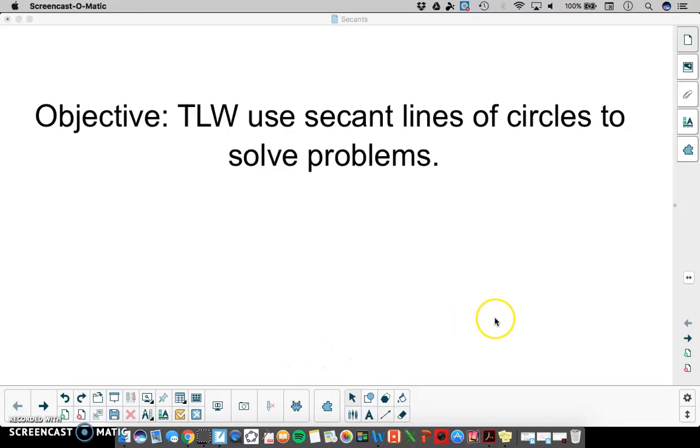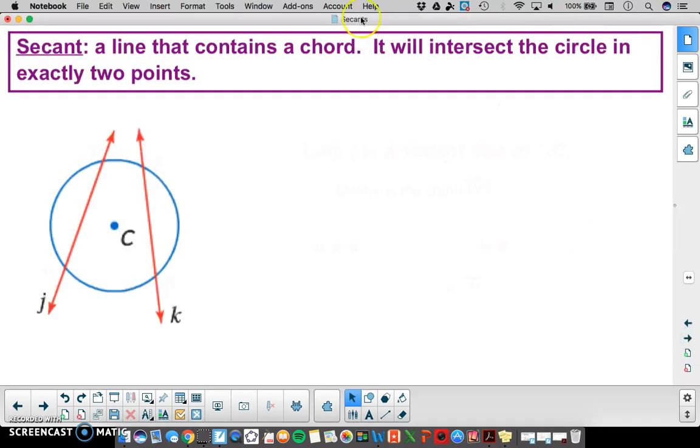In this video, the learner will use secant lines of circles to solve problems. First, a secant line is a line that contains a chord. It will intersect the circle in exactly 2 points.